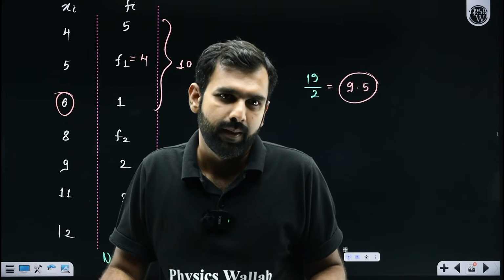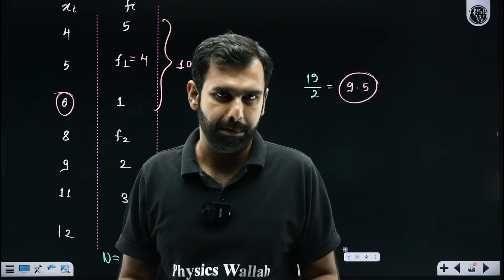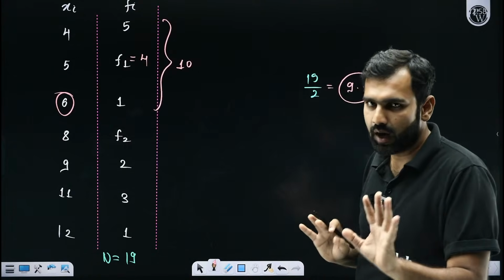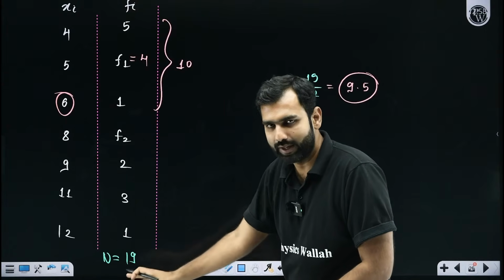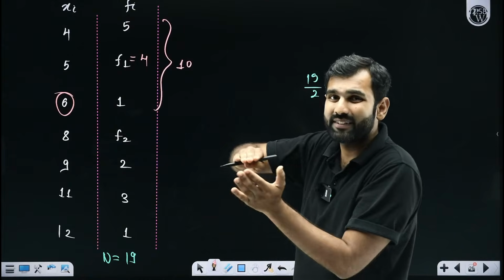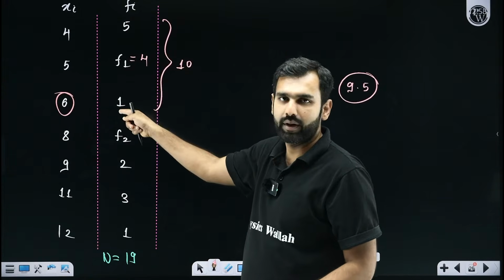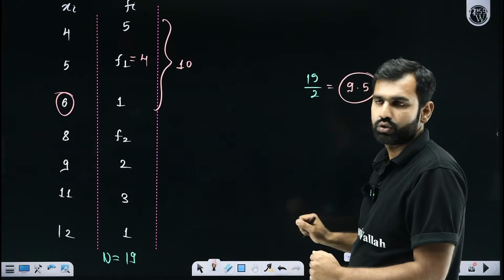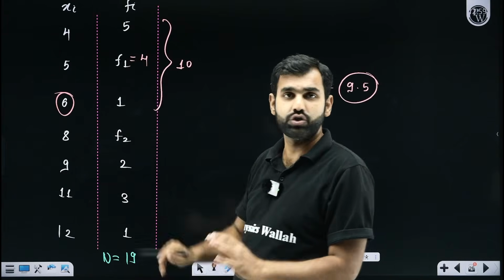Did you all get this, or shall I repeat this part? All the participants, are you aware of this process of finding the median? How do we find the median? We take half of the total frequency and then we get a value, and then we find which cumulative frequency this value falls under. So 5 plus something plus 1 should be just greater than 9.5, so this sum should be 10. So this f1 should be 4.